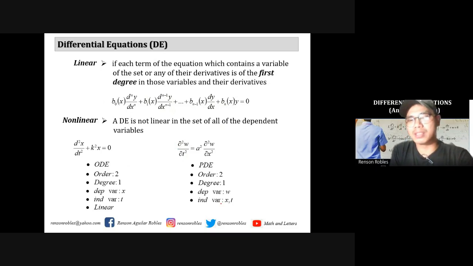Again, the independent variable can be found, if you want to call it the denominator. And what do you think? Is this a linear or non-linear differential equation? Okay, so this is a linear differential equation, linear in t and linear in x.